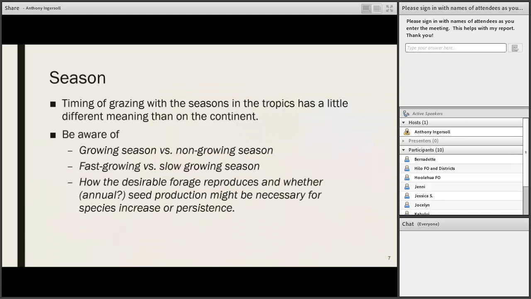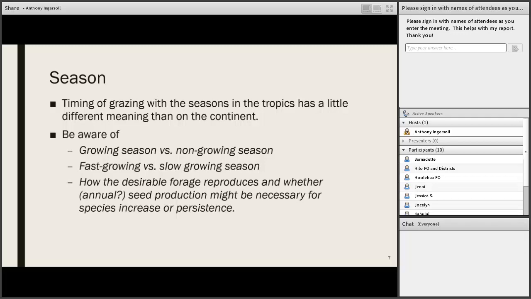When it comes to the season of grazing and talking about seasonality, if you read the literature, the timing of grazing on the continent is thought about from a little bit of a different perspective than we do here in the tropics. We have a different situation. We can have growing conditions all year long, so it's important to think about season as far as whether it's the growing season or the non-growing season, if it's really distinct where you're working, or if it's more blurred, with a fast-growing season versus a slower-growing season.